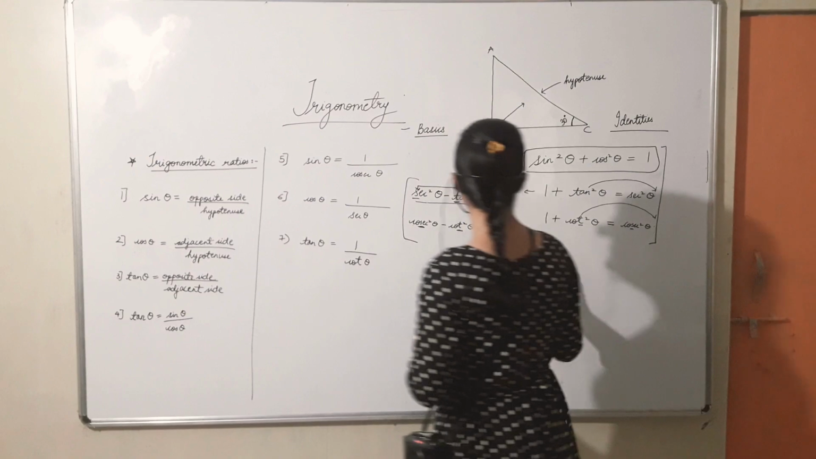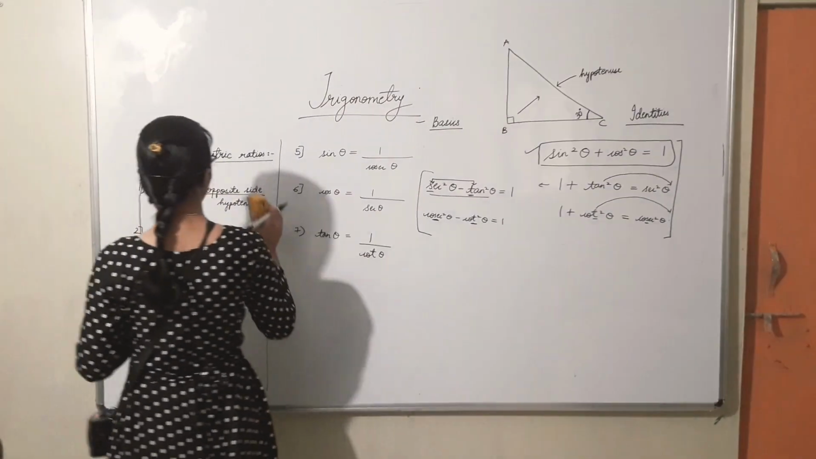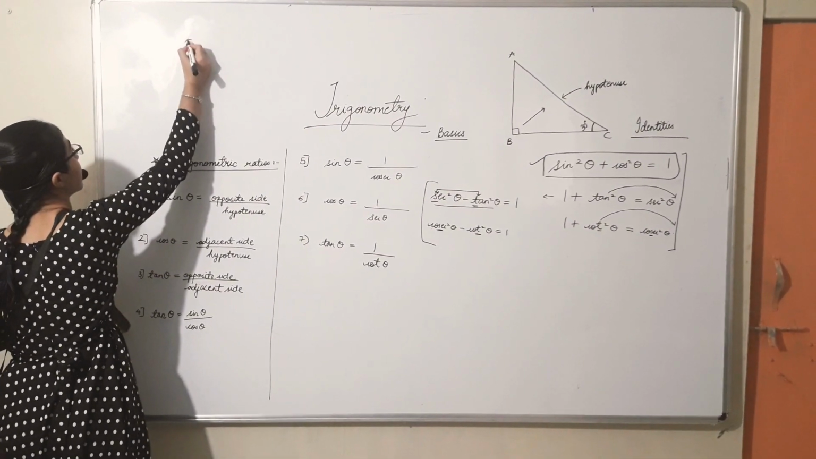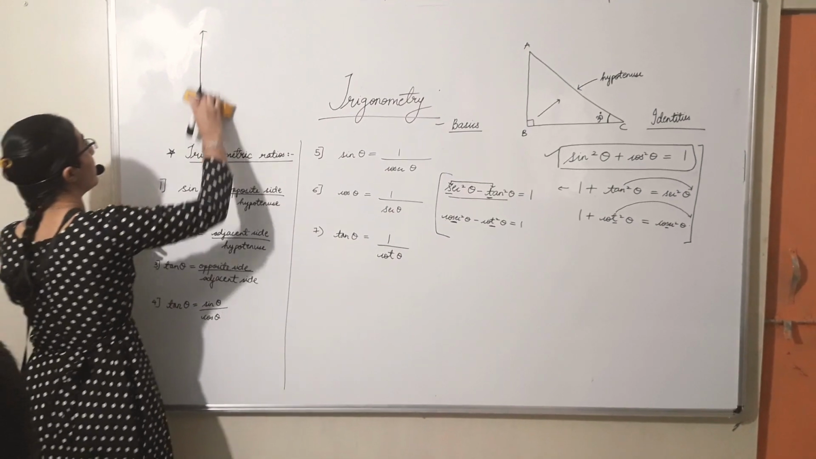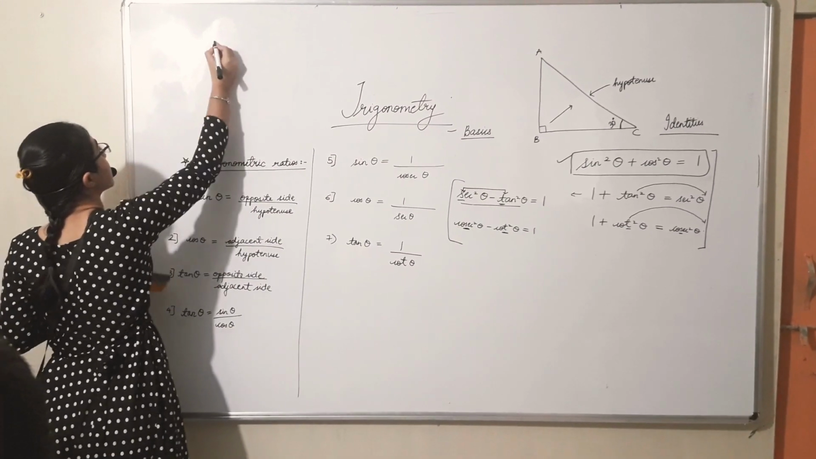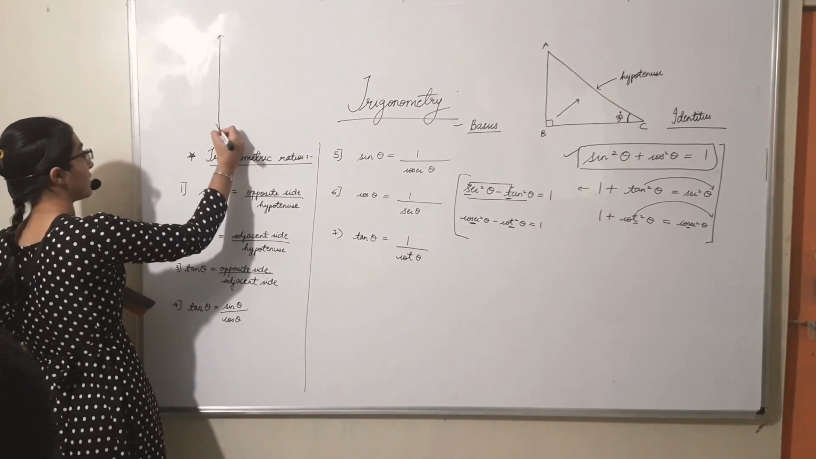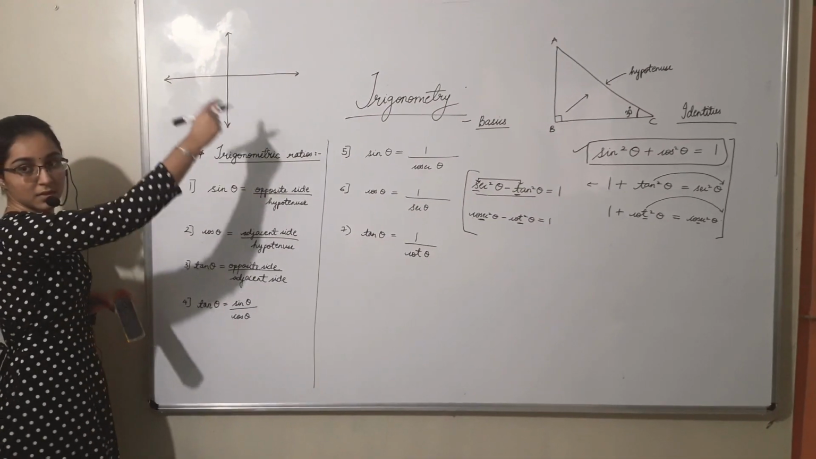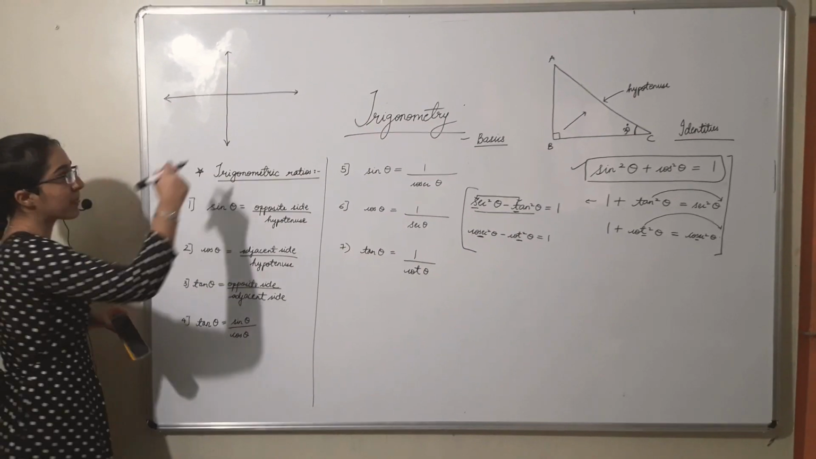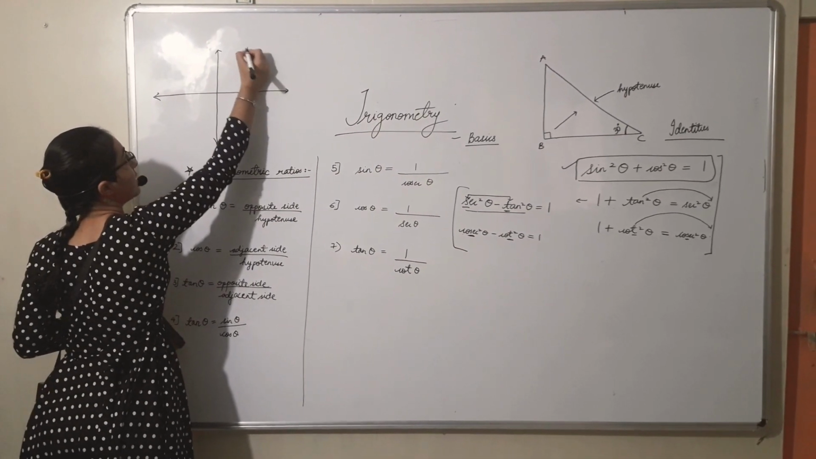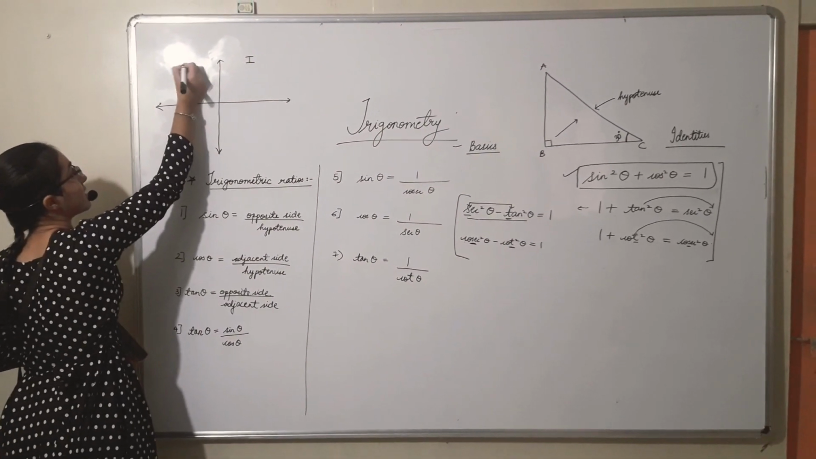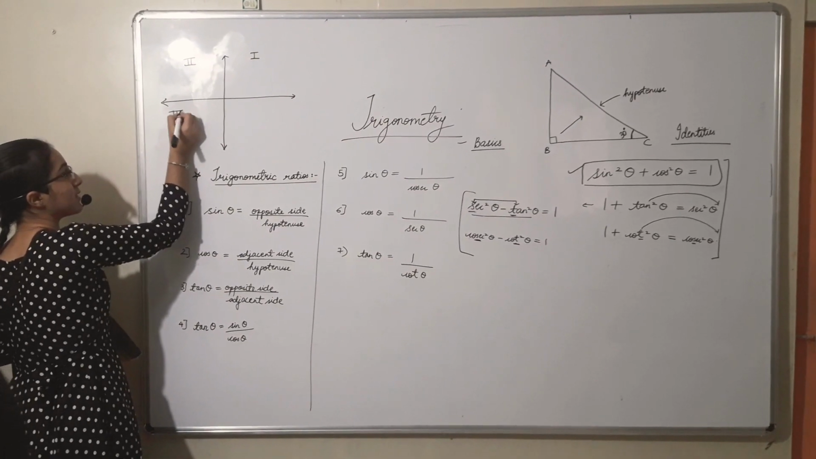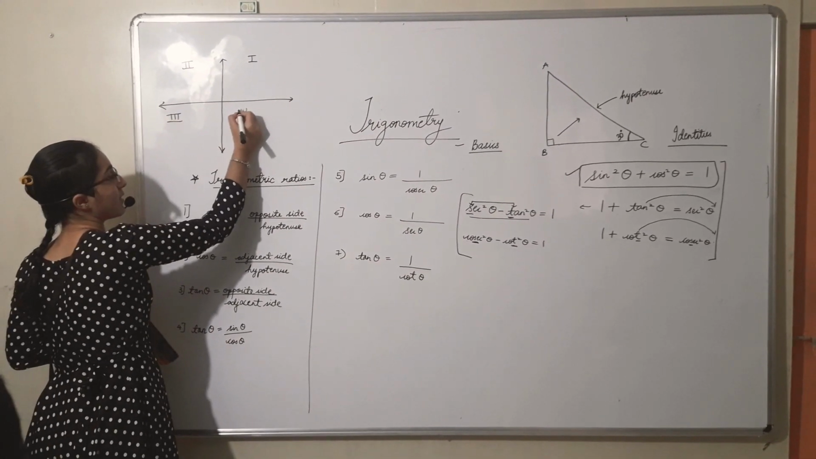Okay. Now let's take the next thing. I'm writing here so that at the end you can pen it down. So let's take this small trick. What is this? Quadrant. The four-quadrant system. Which is this quadrant? First quadrant. This is the second quadrant. This is the third quadrant. This is the fourth quadrant. Right.